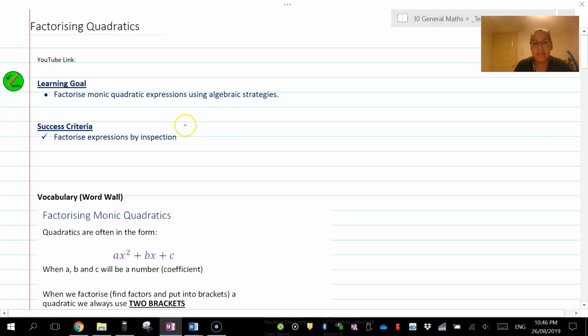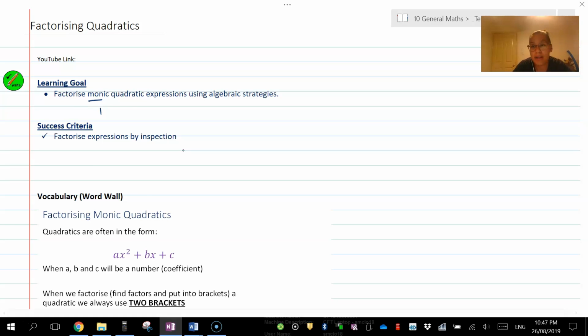Hey everyone, in this video we're looking at factorizing quadratics. So, factorizing monic quadratics. Monic just means 1, and it's to do with the coefficient in front of an x. We'll talk about that using algebraic strategies. We're doing this by what we call inspection. There are other ways to do this, like creating formulas, but here it's by inspection.